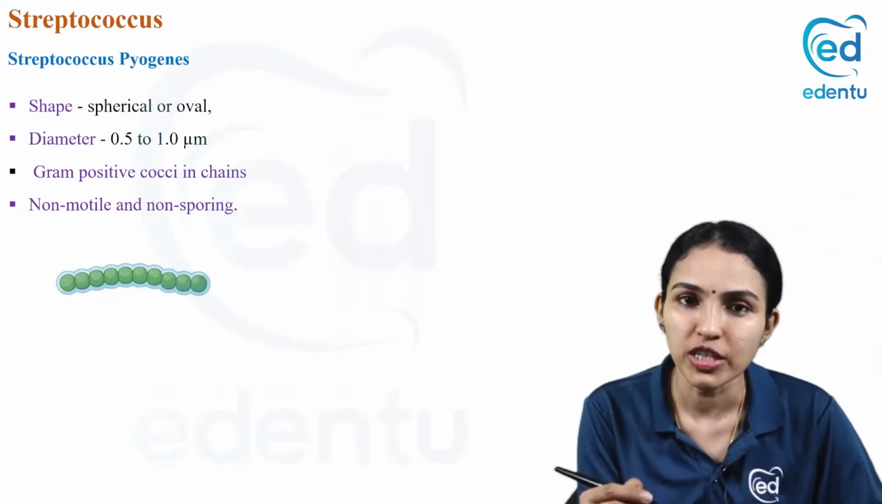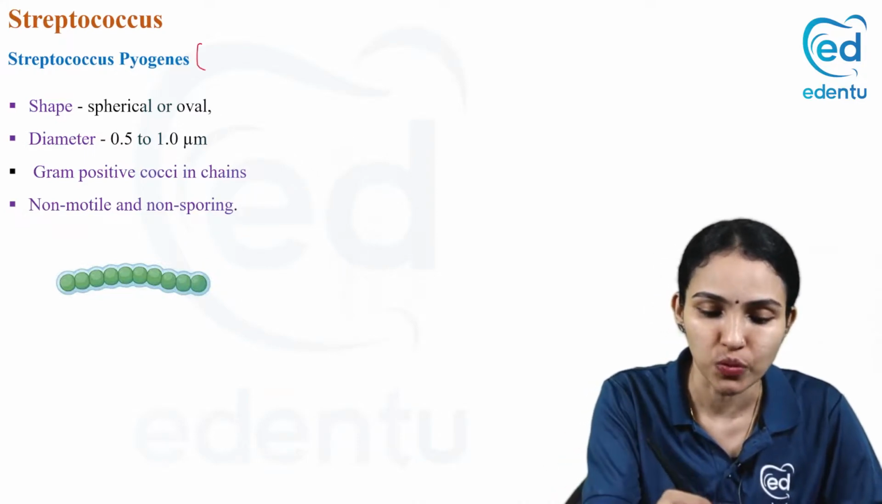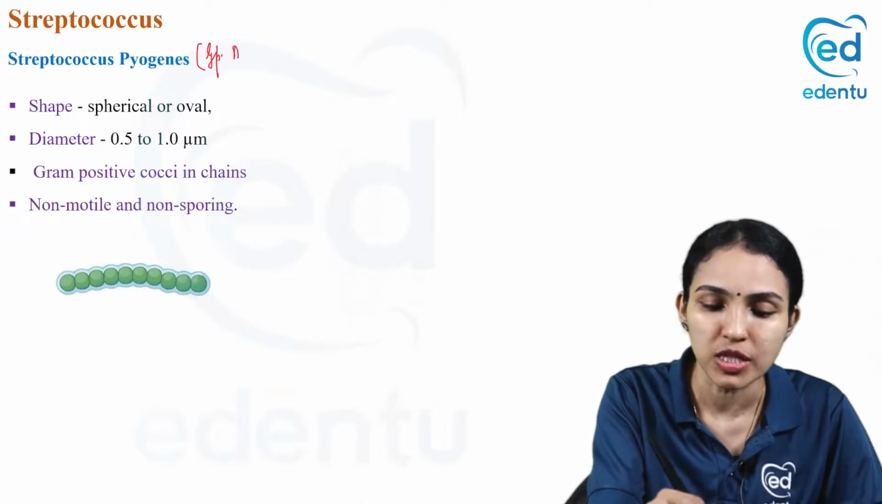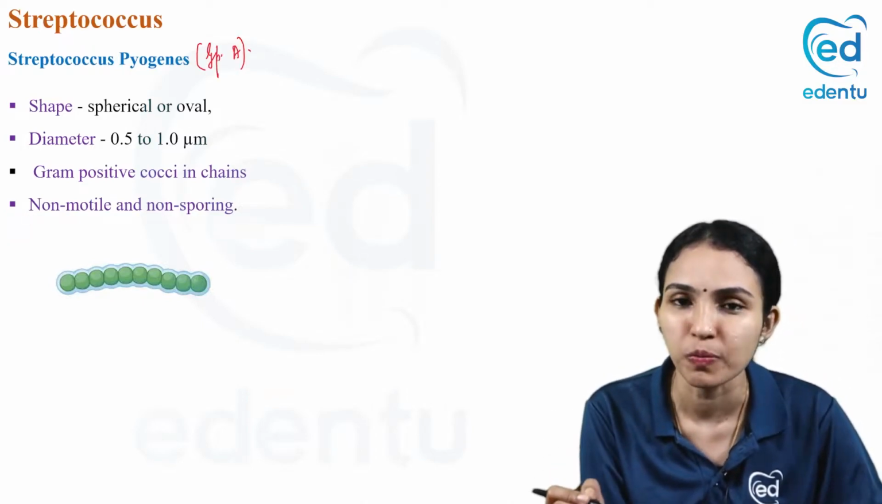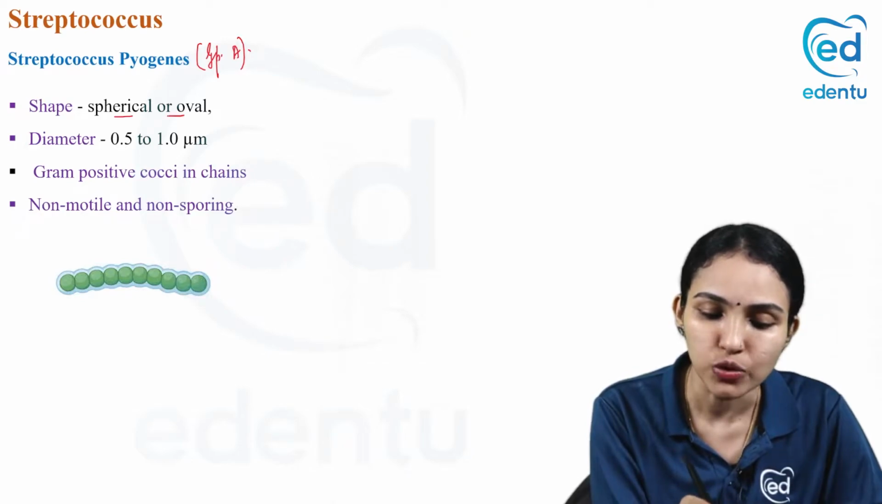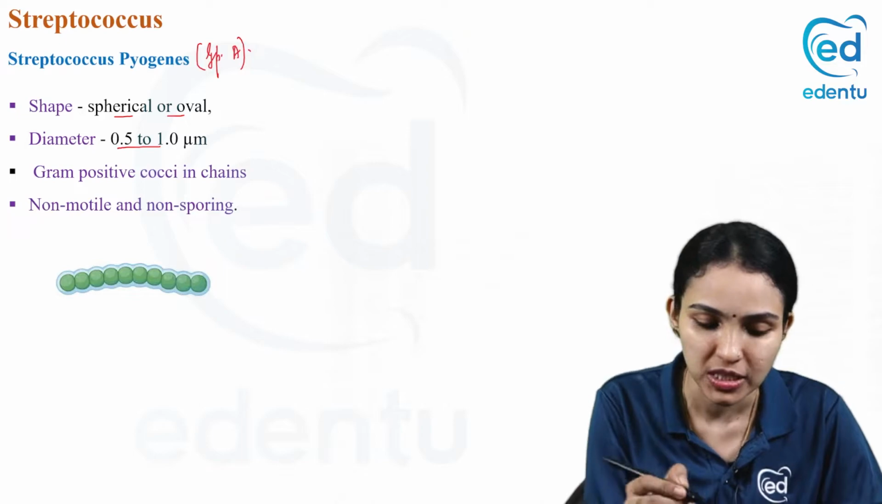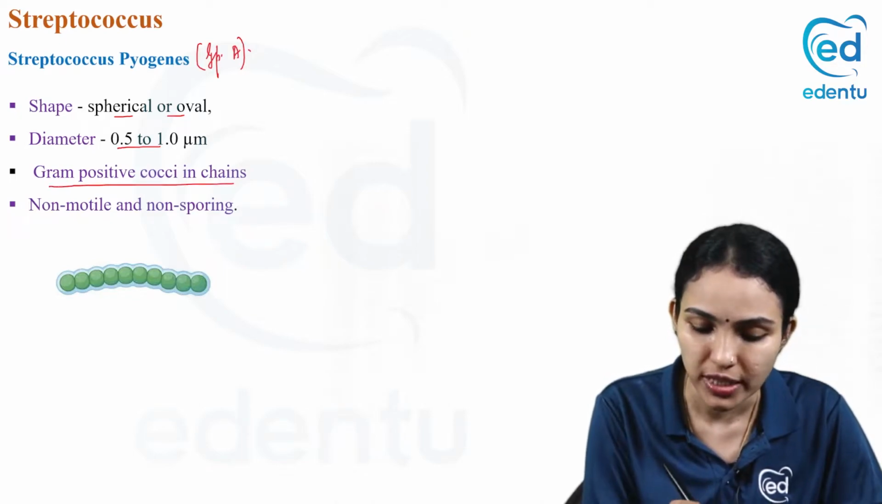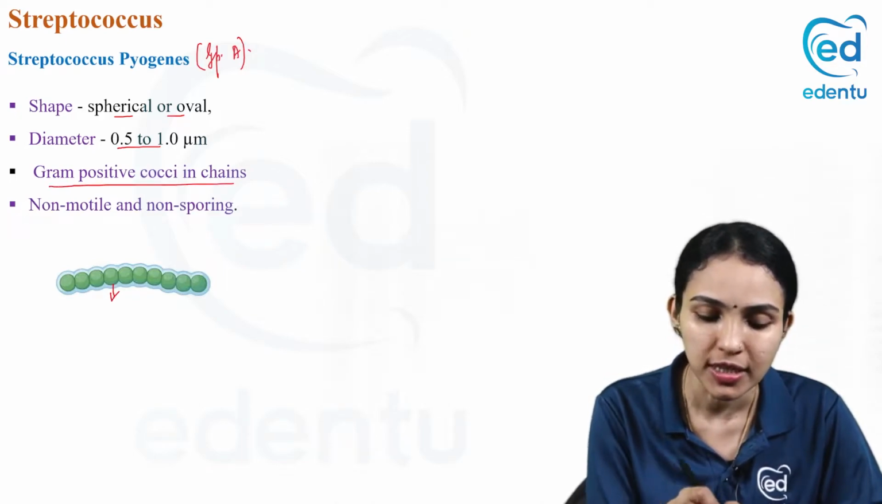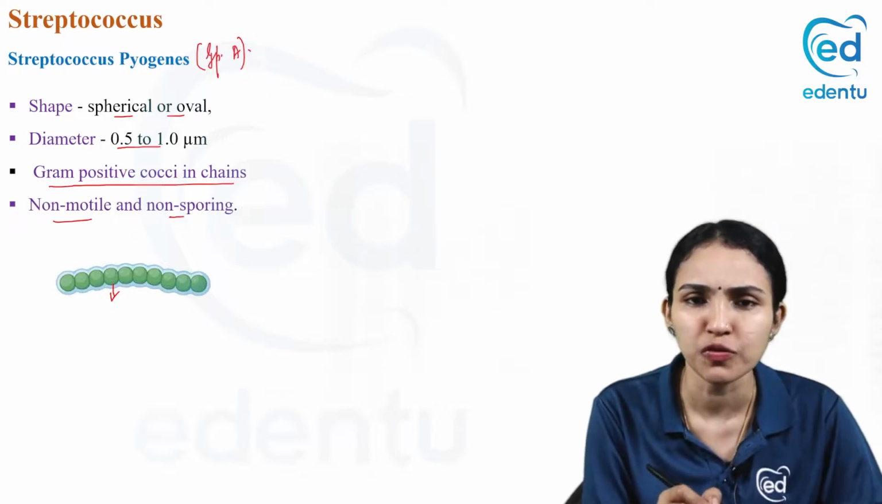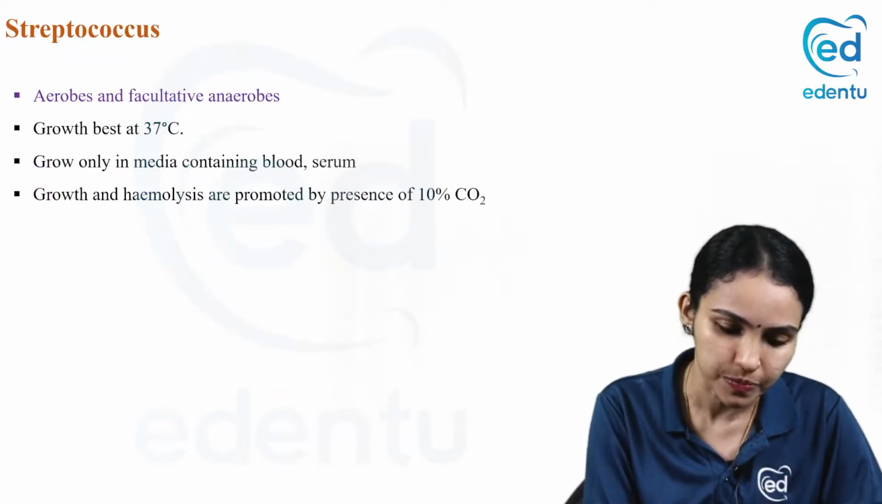Now coming to the morphology in detail of Streptococcus pyogenes. We are going to learn in detail only Streptococcus pyogenes in this session. That is Group A Streptococcus. They are spherical or oval in shape. Their diameter is very small, 0.5 to 1 micrometers. They are gram-positive cocci in chains. You can see the cocci in chains here. Non-motile, non-sporing. Most of the cocci are non-motile and non-sporing.